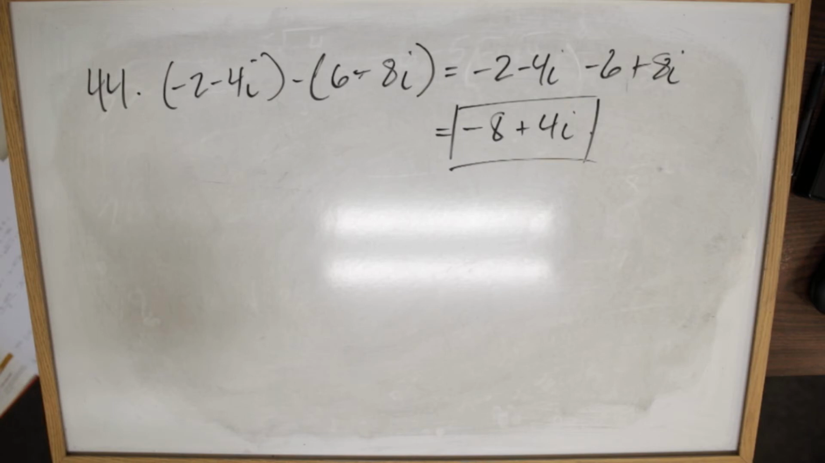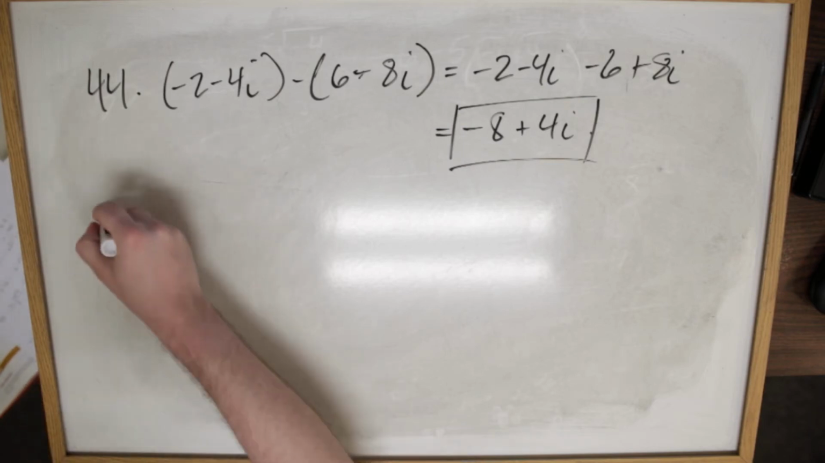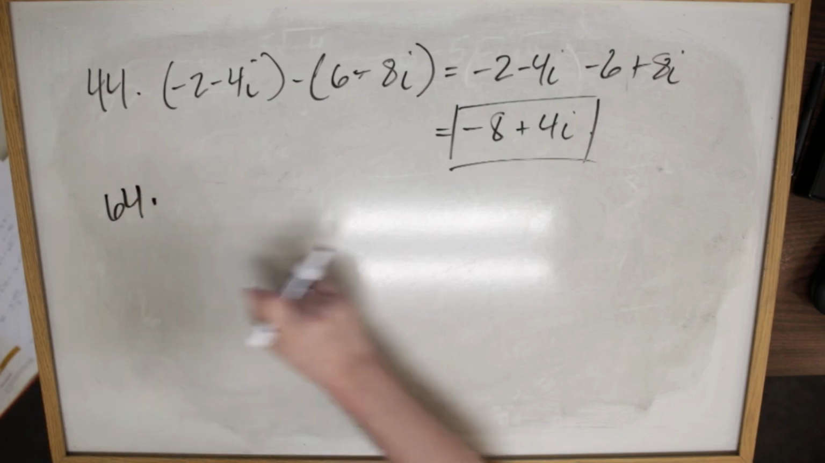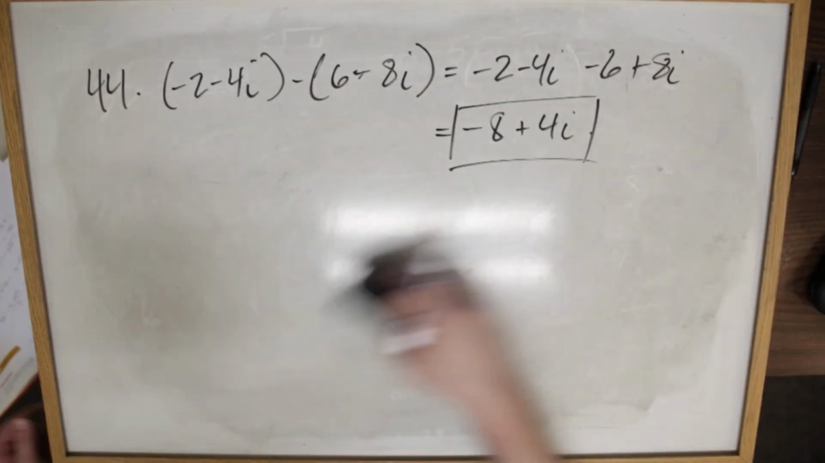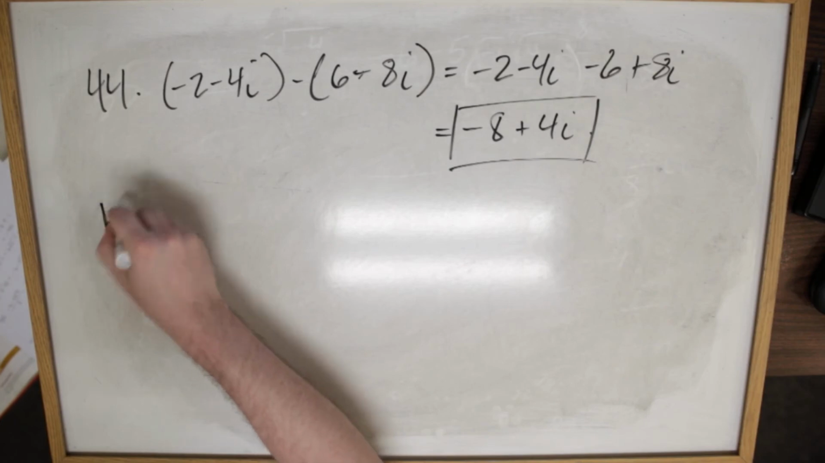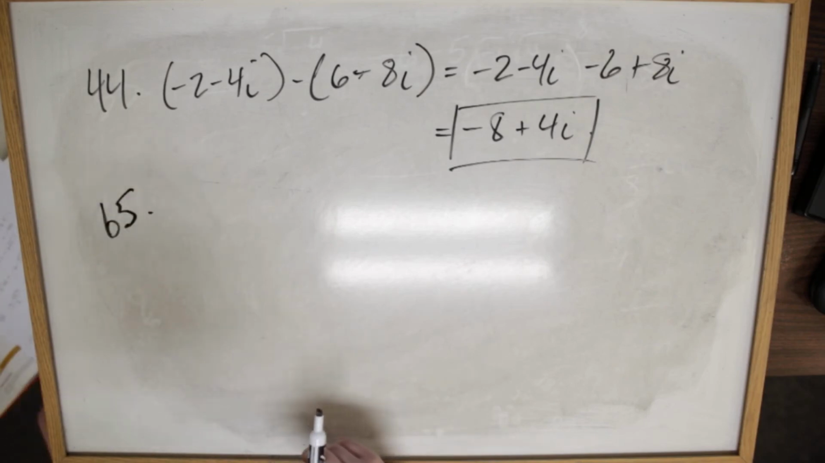I was trying to say there it be and there it is. There it biz. 65, sorry. If you're looking at how to do these problems in the book, I don't want to mess you up.